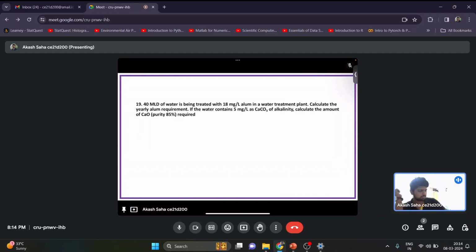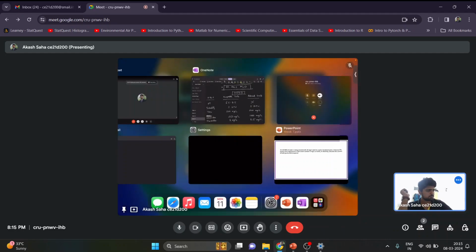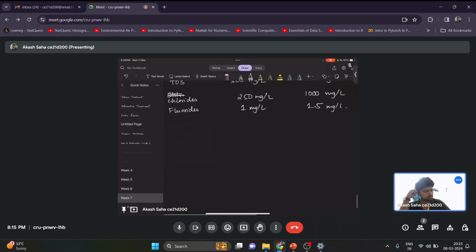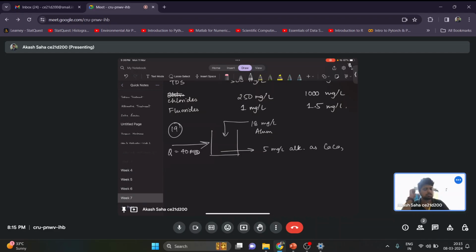Okay, so we'll see how to solve this problem. We have this reactor where we are adding 18 milligram per liter of alum, and the Q that is coming in is 40 MLD. Inside this, we already have 5 milligram per liter of alkalinity as CaCO3. Mostly alkalinity is given in terms of CaCO3, so that is what is given.